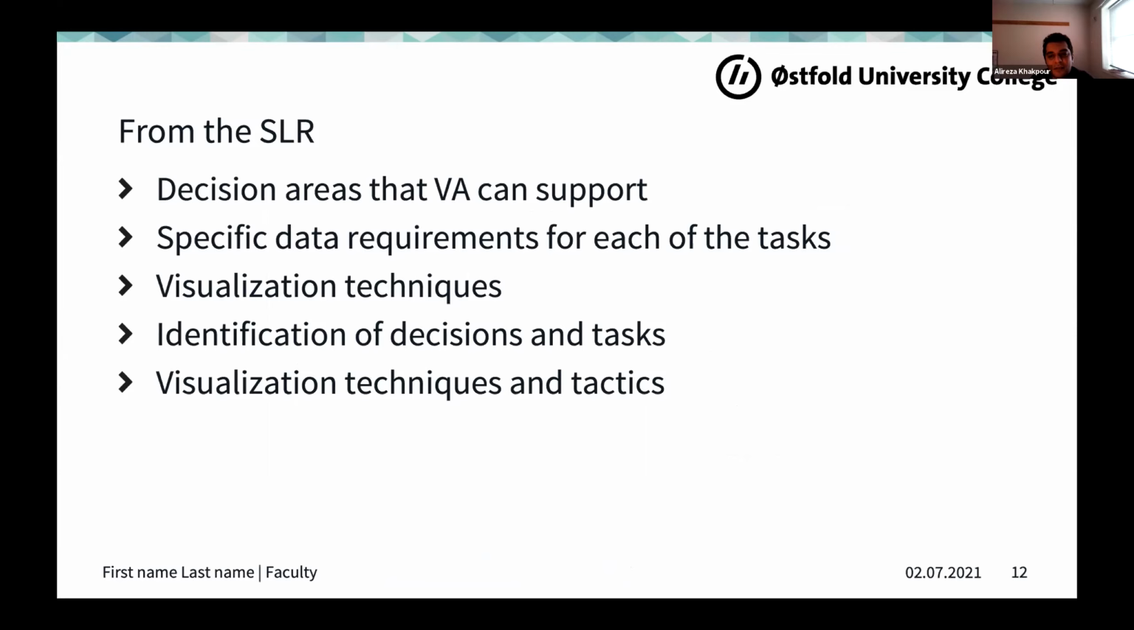So the results of the SLR provide the ability to understand the decision areas that a visual analytics system can support, along with some specific data requirements for each of the tasks, and the appropriate visualization techniques that need to be implemented. The decision areas are to be used to address the first part of the framework, that is the identification of decisions and tasks that should be supported with the help of data analytics.